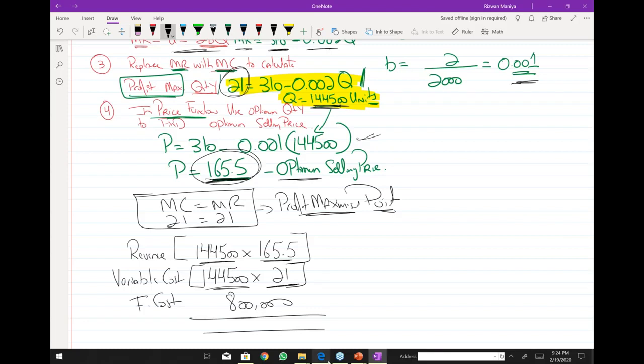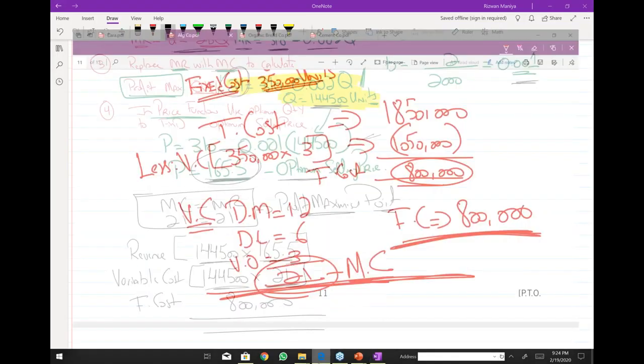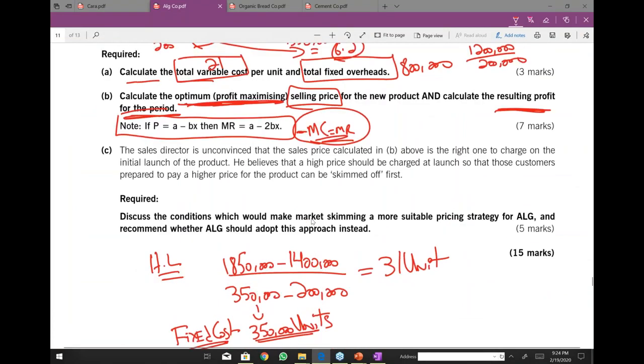Now, let's move towards the next part, which says that I need to solve a bit of theory here. Let's see, it's a 5-mark theory. The sales director is unconvinced that the sales price calculated in B above is the right one to charge on the initial launch of the product. He believes that a high price should be charged at the launch so that those customers prepared to pay a higher price for the product can be skimmed off first. Now, discuss the conditions which would make market skimming a more suitable pricing strategy for ALG and recommend whether ALG should adopt this approach instead.